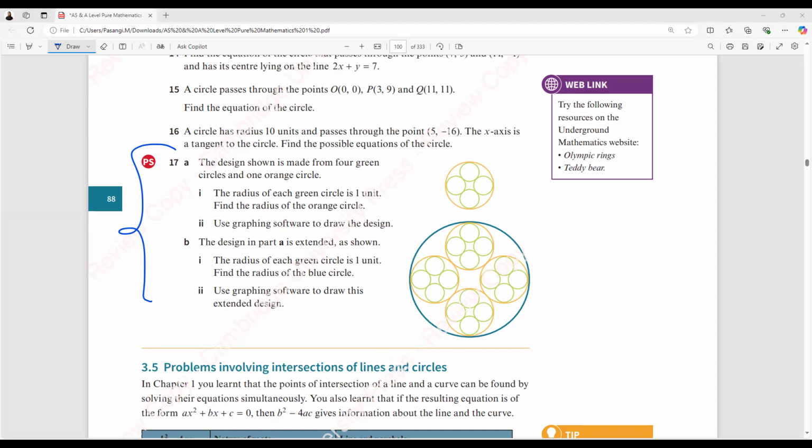Teacher, I'm in the 17th question, part A. I'm kind of confused. Okay, so what they are saying: the design shown is made from 4 green circles and 1 orange circle. The radius of each green circle is 1 unit. Find the radius of the orange circle.